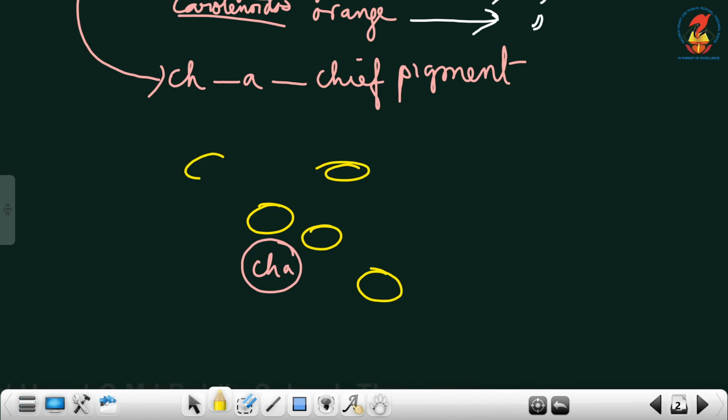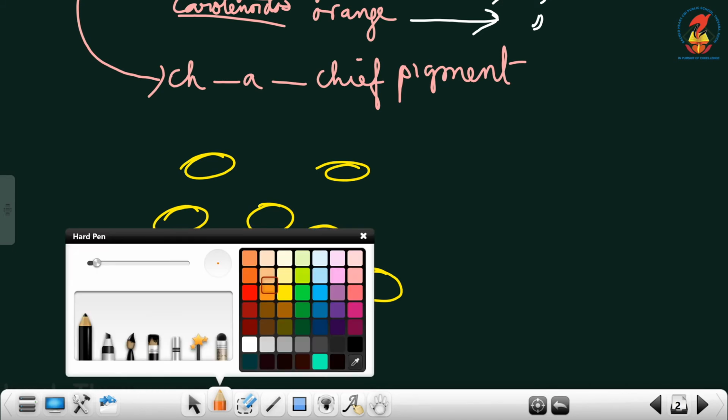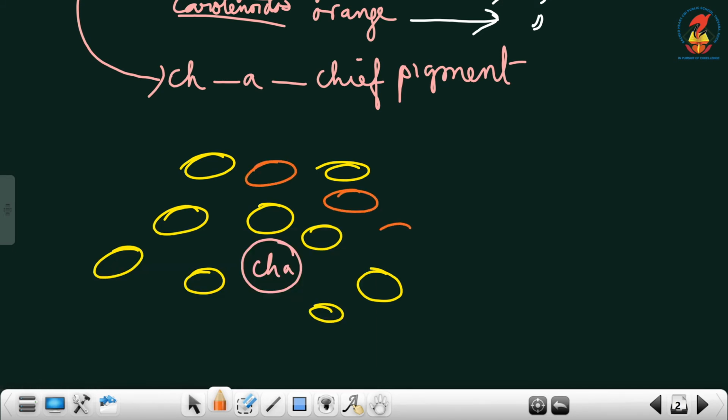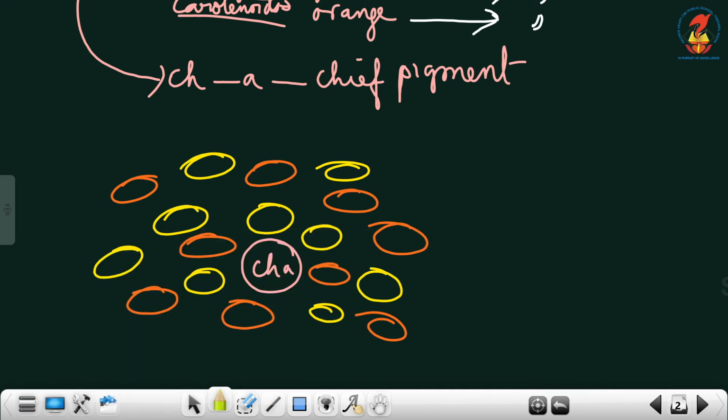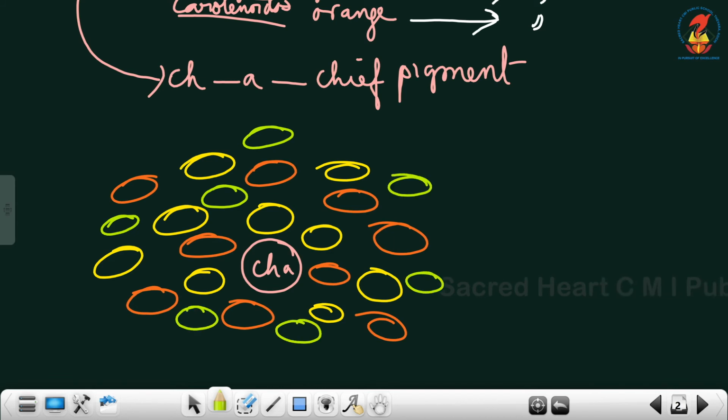Now, what I am drawing is which pigment? It is the xanthophylls, which is yellow in color. Then I am drawing the carotenoids, which is orange in color. And then I will draw the yellowish green pigment, that is chlorophyll B. So, by way of color I showed you a complex. This complex is called the light harvesting complex.